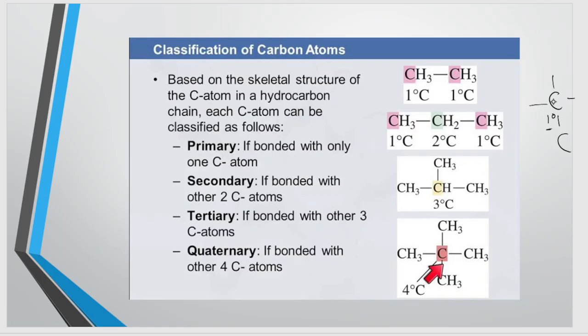Suppose that carbon is attached to two carbon atoms. For example, if we consider this green color carbon, it is attached to two carbon atoms, hence secondary carbon. And all these pink color ones are primary, right? Let's check this yellow color carbon. There are three carbon atoms attached to this particular carbon, hence a tertiary carbon atom. And this carbon is attached to four other carbon atoms and hence it is a quaternary carbon atom. So, a simple classification based on the number of carbon atoms attached to a particular carbon.